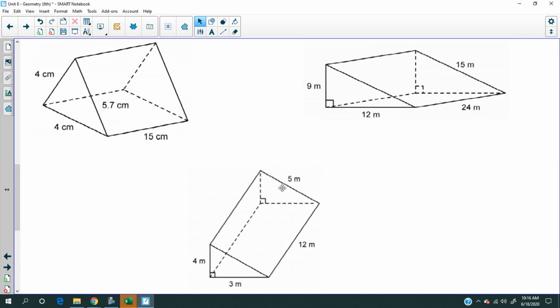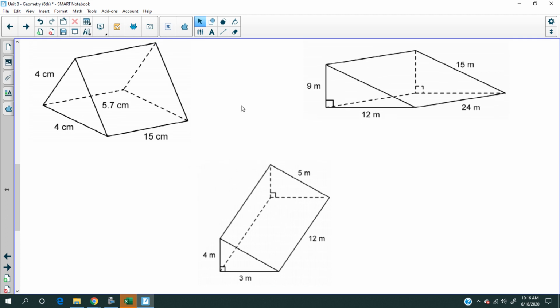Okay. So again, if you want to do this right now, press pause. All right, try these 3. Otherwise, I want to move to the next topic. So here we go.